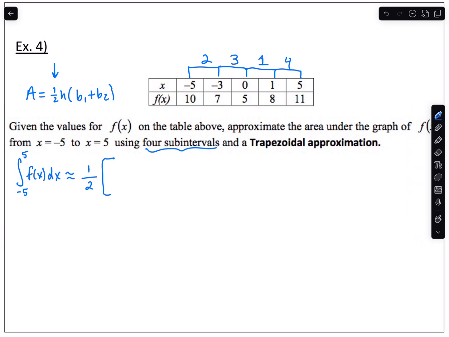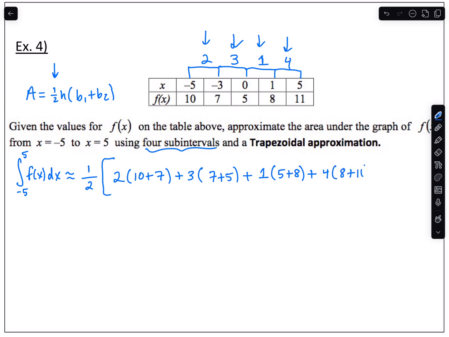So for my first trapezoid, I see that it has a height of 2. Again, it's this guy here. And the sum of the bases is going to be 10 plus 7. So on the far left here, 10 and then 7. And then plus, that would be my first trapezoid, so I move on to the next one. The next trapezoid has a height of 3, and the sum of the bases, 7 plus 5. If I then scoot over to the next trapezoid, it's got a height of 1, and the sum of the bases, 5 plus 8, plus the last trapezoid, which has a height of 4, and the sum of the bases, 8 plus 11. So just going down the line, this one's not too bad either.